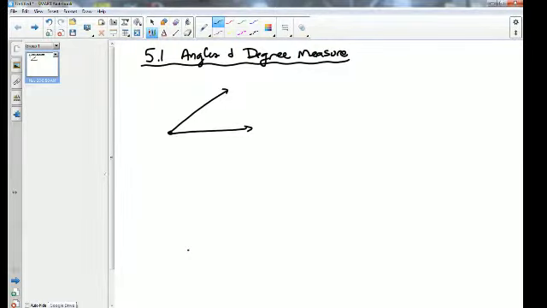Now, angles. Which would be the initial side, and which would be the terminal side? Just a guess. The initial would be the bottom. Okay, yeah. You got it. So probably some terms that you haven't heard because we don't have a formal geometry class anymore. Some of these things get glossed over.